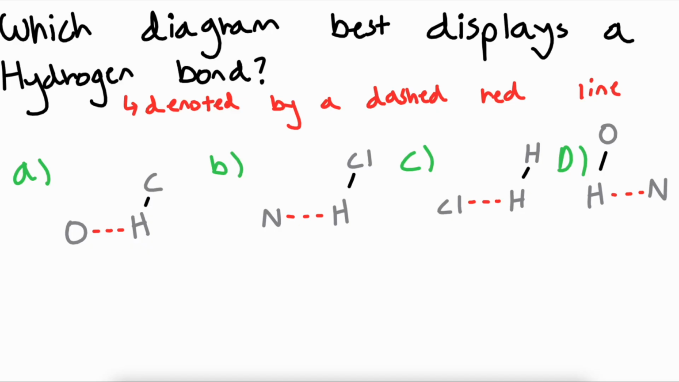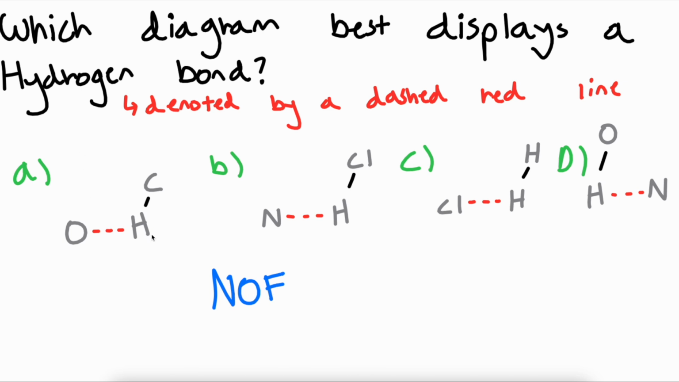It is also very likely that in your chemistry class you will come across a question similar to this one. Which diagram best displays a hydrogen bond? The bond being denoted by a dashed red line. To answer this question, just remember that a hydrogen bond exists when a hydrogen bonded to either nitrogen, oxygen, or fluorine then bonds to another nitrogen, oxygen, or fluorine atom.